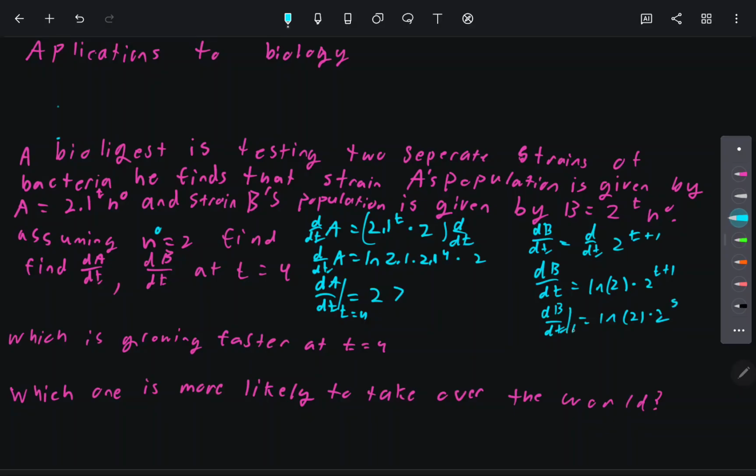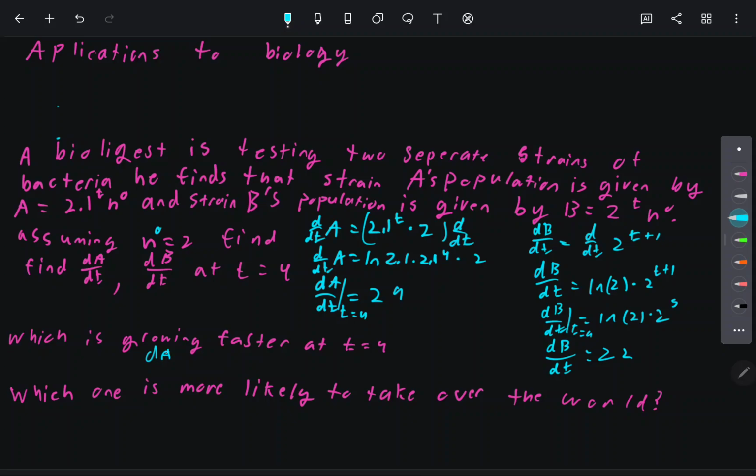Plug that into our calculator, and we get 22 point nothing, because we're dealing with population. And you may notice I changed this value because I plugged it into my own calculator wrong. I accidentally plugged in the natural log of 2 instead of 2.1. Anyway, from this we can see that at time t equal to 4, this function, dA/dt, is definitely growing faster.